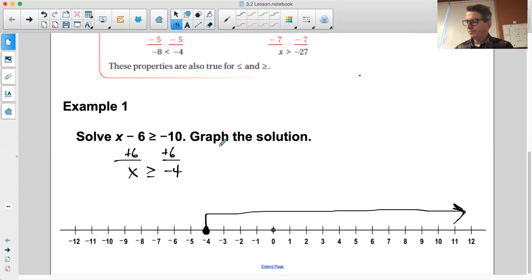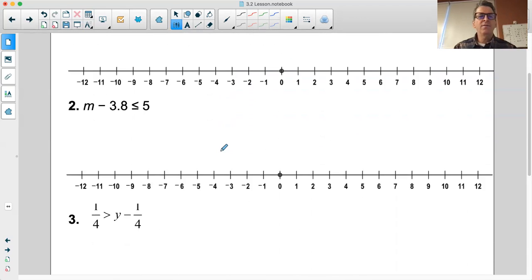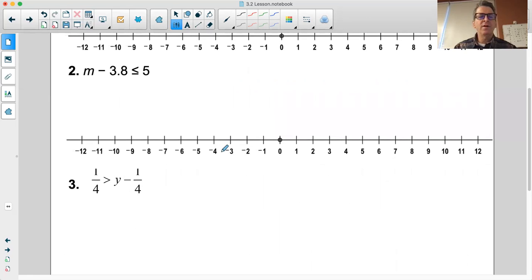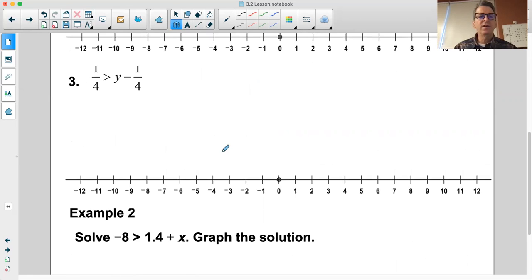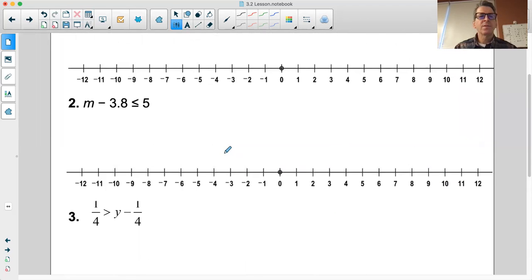Second page. On your own, we have 3 of them. Let's start with number 1 first. What we have here on these on your own is 3 inequalities, and we're asked to solve them using addition and subtraction.